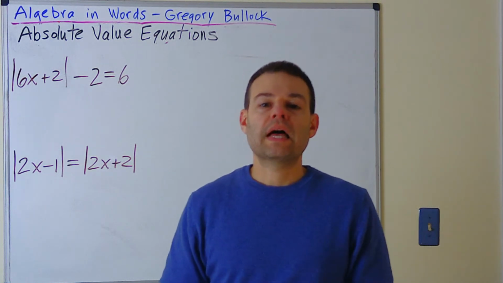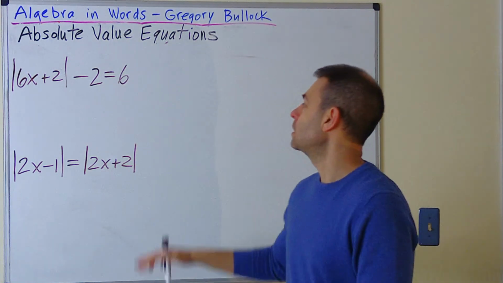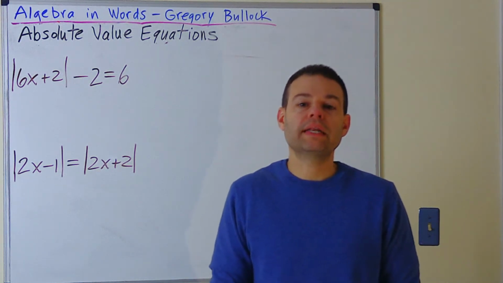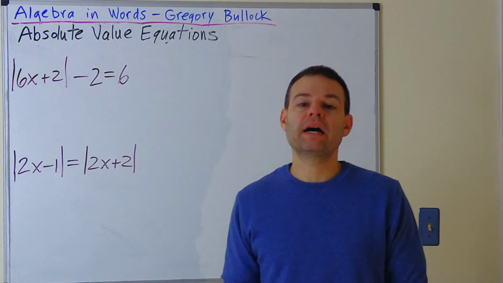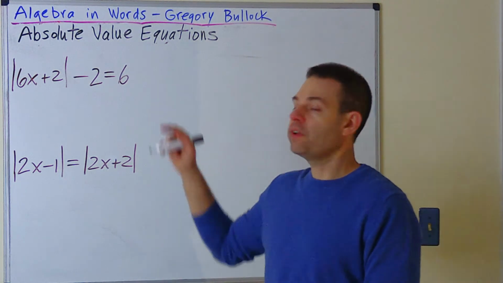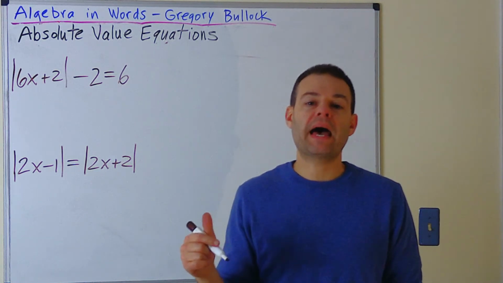Okay, I have the last two problems on the board. Let's look at the top one. It has one absolute value group, but it's not isolated on one side. So we want to simplify this by moving the negative 2 to the right by adding 2 to both sides.